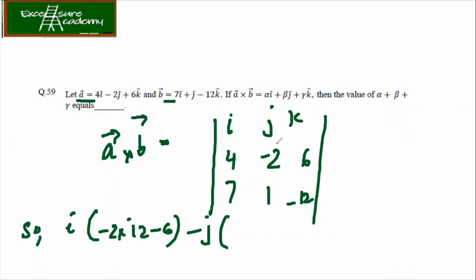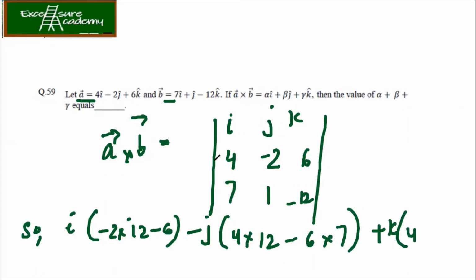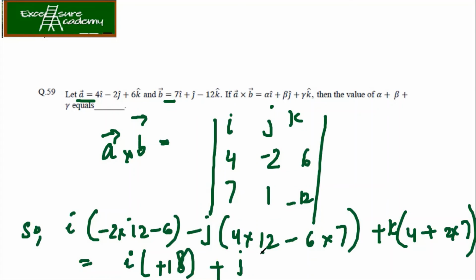Hide this portion. Now what you're going to get? 4 into minus 12, minus 6 into 7, similarly. And then for k, it is 4 into 1, minus minus becomes plus, so 2 into 7. So on solving this, what you get is i plus 18, this is 18. Then j 90. Then k 18. Okay.